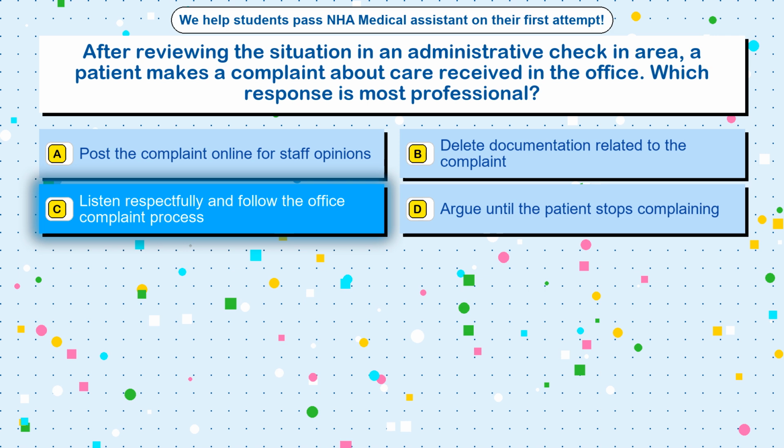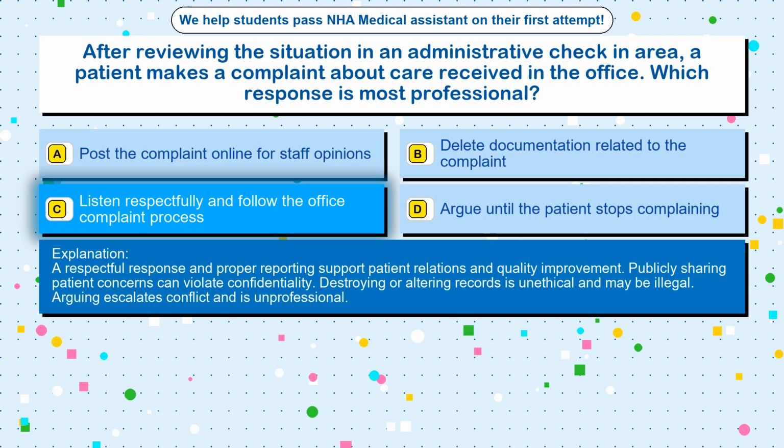The correct answer is option C. Listen respectfully and follow the office complaint process. A respectful response and proper reporting support patient relations and quality improvement. Publicly sharing patient concerns can violate confidentiality. Destroying or altering records is unethical and may be illegal. Arguing escalates conflict and is unprofessional.